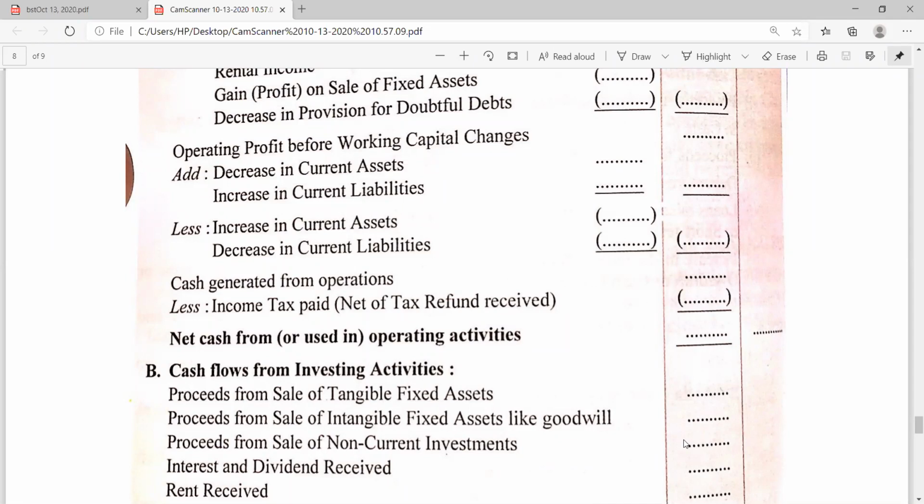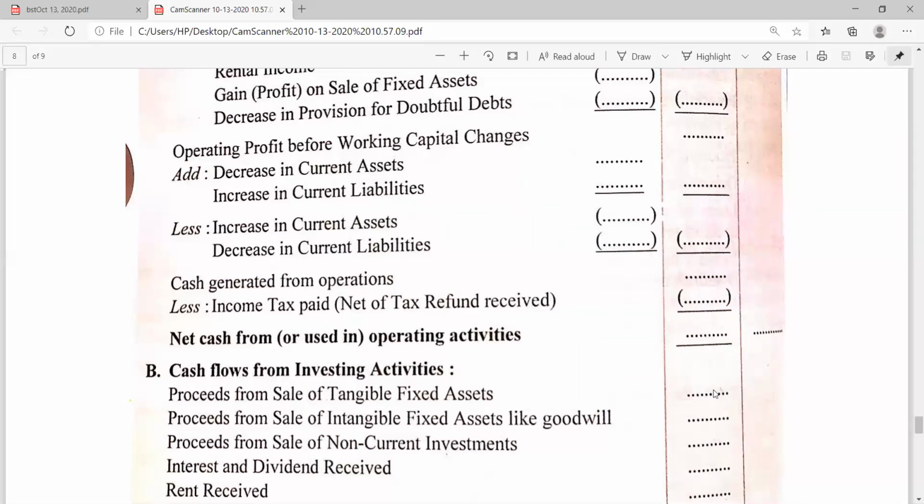In this way, you will get the net cash generated from business operations or from operating activities. Now, cash generated from operating activities, less income tax paid. It is net of the tax refund received. If any refund is there, it is to be deducted there. So net cash from or used in operating activities you will get here in this column. Two columns are to be prepared. In the inner column, all the calculations like this are to be done. In the outer column, you have to show only the cash used in operating activity.